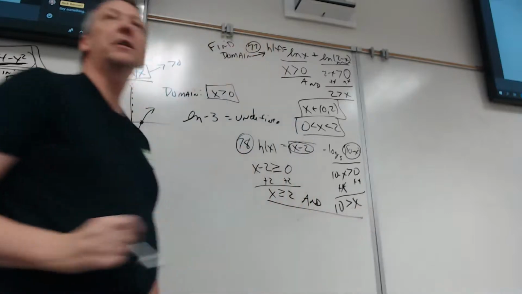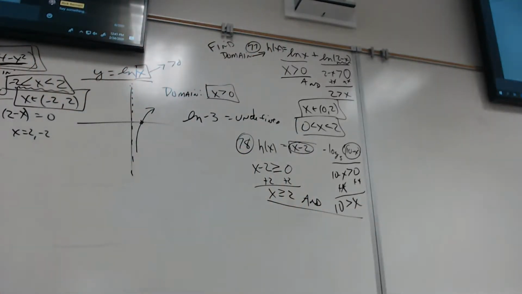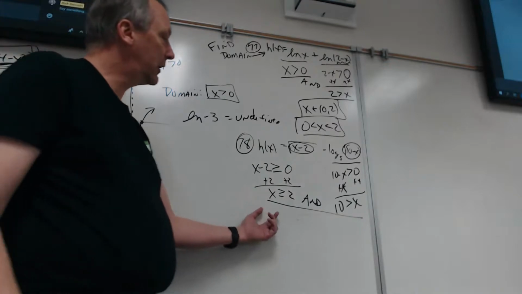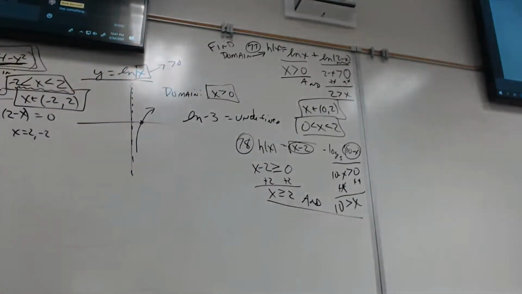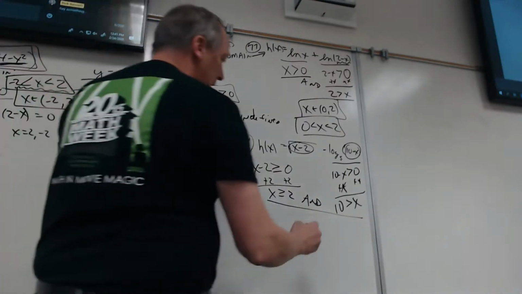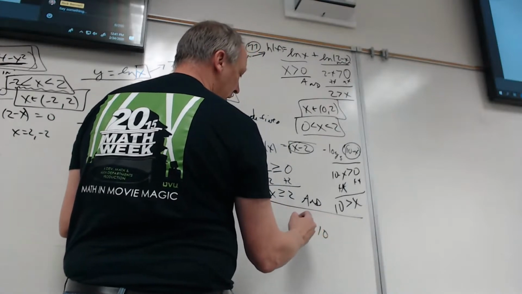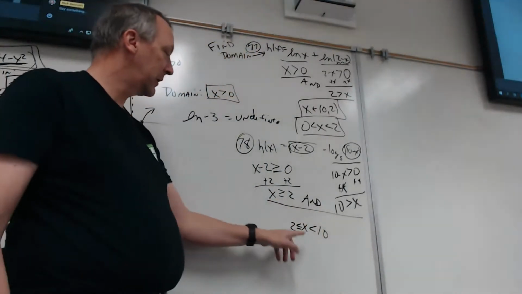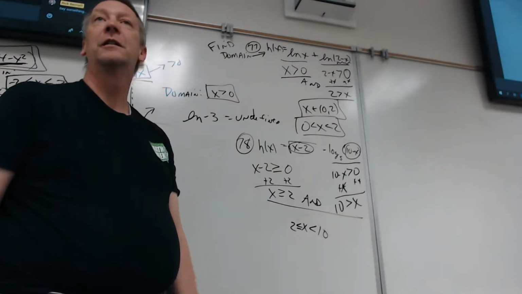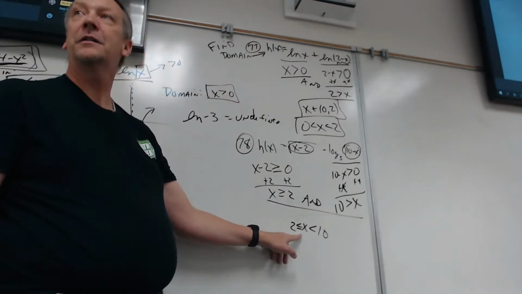Now, I'm going to put an and here. We want both of those conditions to be correct for the entire function. So, Cameron in the back, how could you write this so that both conditions are true? 10 is greater than x, which is greater than or equal to 2. So x is going to be greater than or equal to 2 and less than 10. Does that make sense?